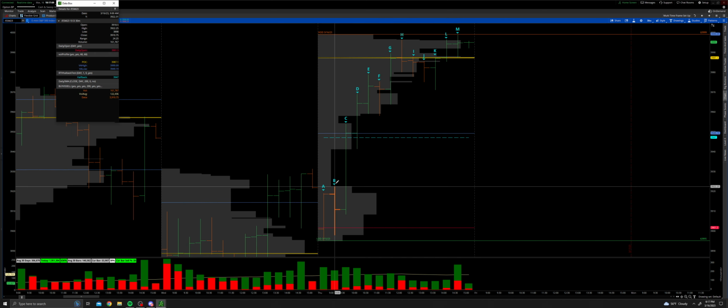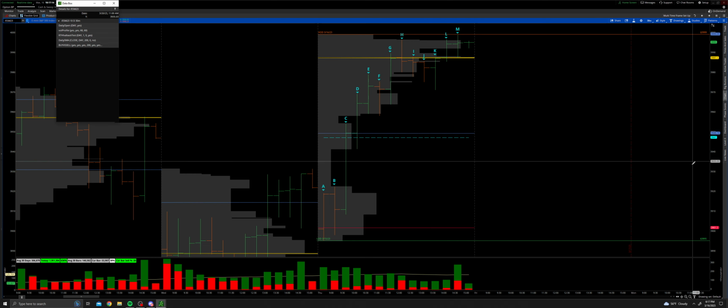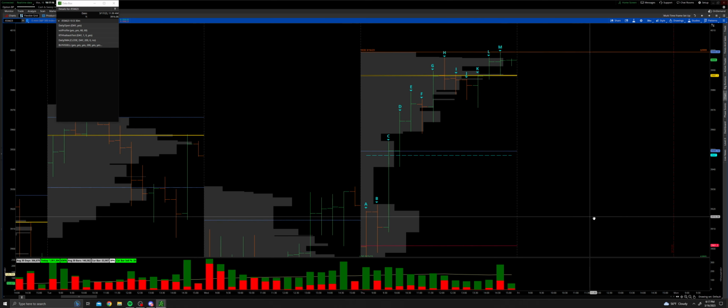Now that we have our time frames labeled, we need to identify what happened throughout the day. And as you can see, we traded up, right?